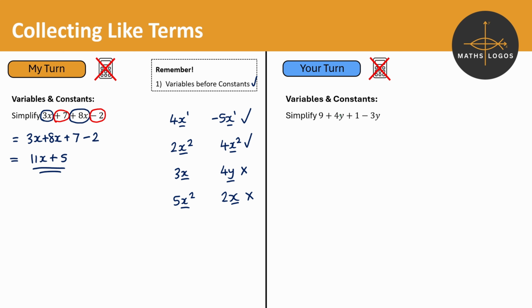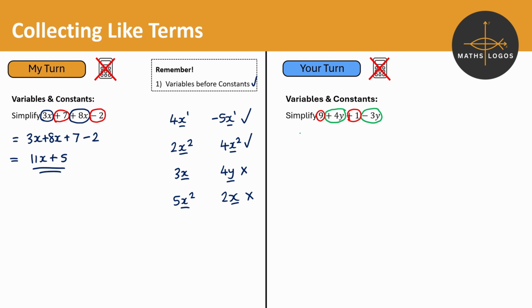Simplify 9, add 4y, add 1, subtract 3y. Let's begin by circling our like terms. So here I have 4y. What I like to do is I like to circle the symbol in front of it so that I know that's positive 4y. And the reason I do that is because it's quite helpful when I've got this negative term on the end. I'm going to circle that symbol in front of it because I know that's negative 3y. And now I'll go ahead and I'll circle my constant. So that's positive 9 and positive 1.